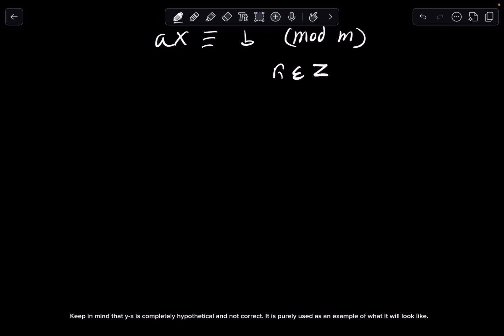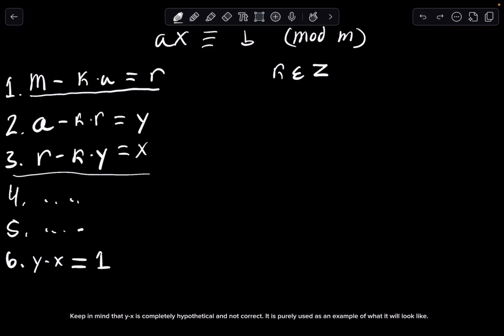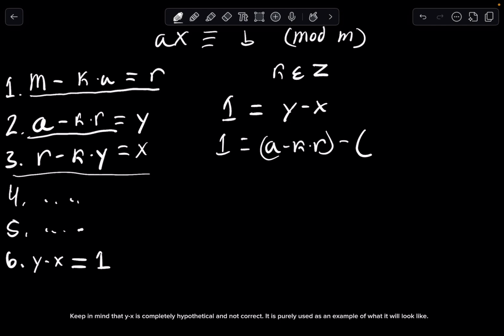In the second part, we're going to work our way back up. So we're going to start with 1 equals Y minus X, and then just know that it still is a 1 on this side. We'll keep going with that, and then we'll plug in each of these variables. So Y here equals this, so we'll do A minus K times R, minus, and let's plug in X too, R minus K times Y. And we're going to keep doing this, and we're going to eventually be reducing these values until we're left with the linear congruence. This is going to be confusing at first, but it'll start to make sense as you see actual problems.